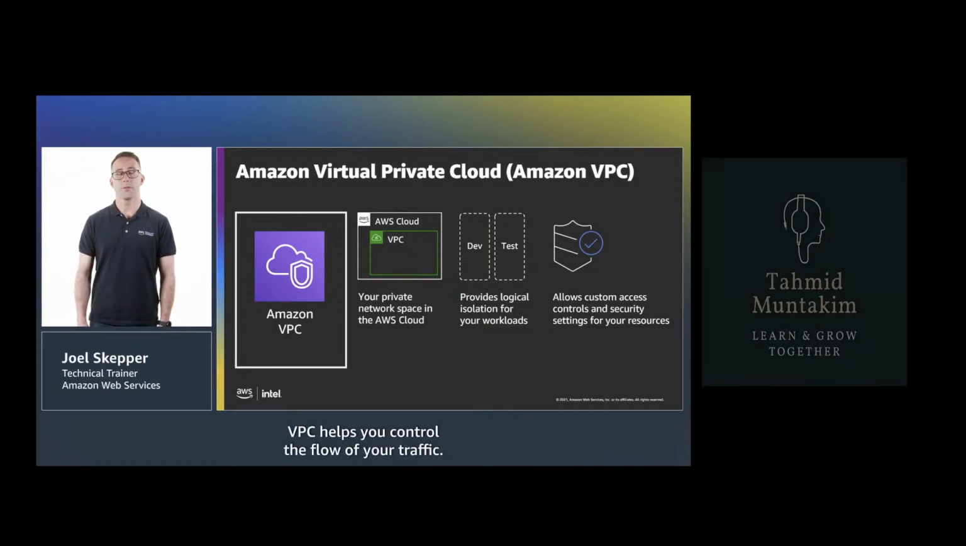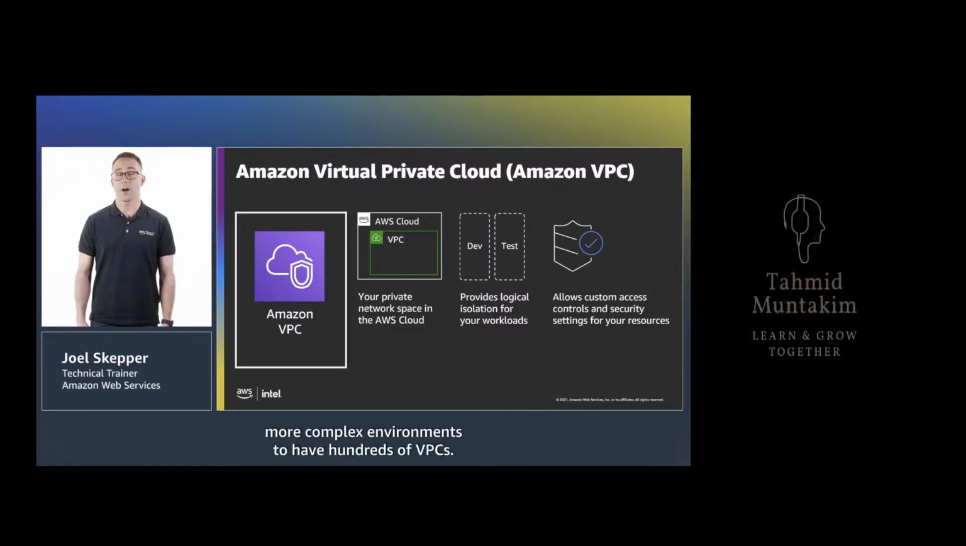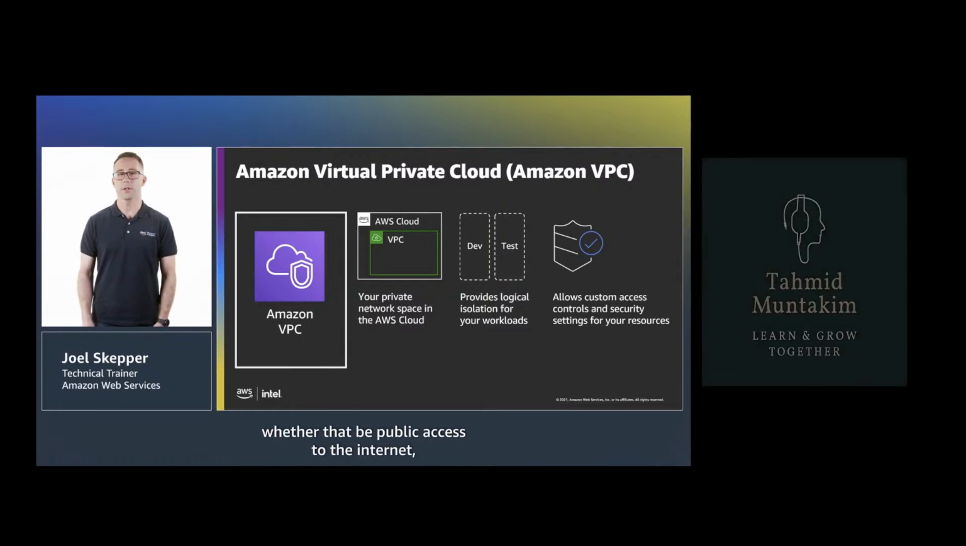VPC helps you control the flow of your traffic. VPC, like most other AWS services, is logically defined. Therefore, you can deploy as many VPCs as you need for your particular use case. It is not uncommon for larger, more complex environments to have hundreds of VPCs. Ultimately, it gives you control over the network access to your workloads, whether that be public access to the internet or private access only to your on-premises or corporate environment.